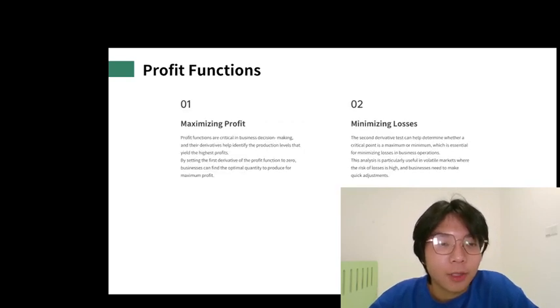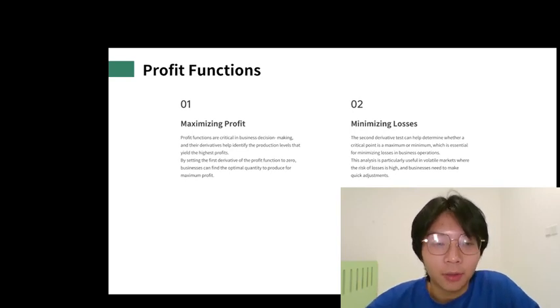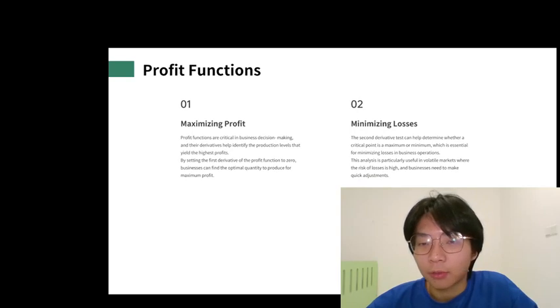Profit functions can help with maximizing profit. Profit functions are crucial in business decision making, and their derivatives help identify the operation level that yields the highest profit. By setting the first derivative of the profit function to 0, businesses can find the optimal quantity to produce for maximum profit. The second derivative test can help determine whether a critical point is a maximum or minimum, which is essential for minimizing losses in business operations.